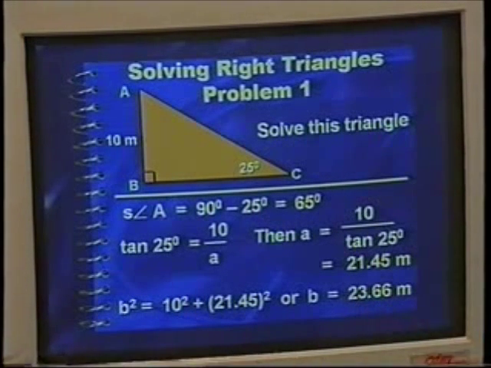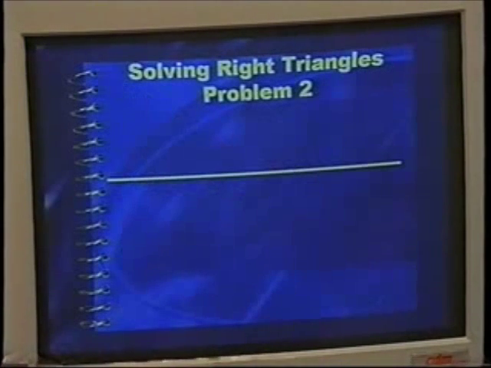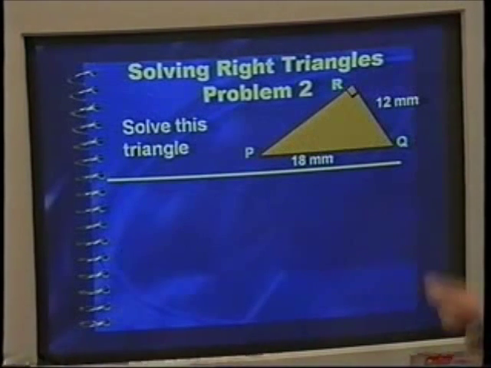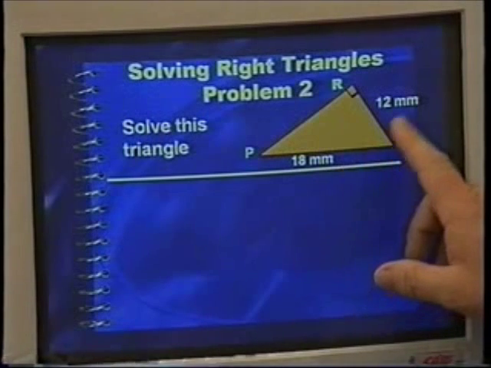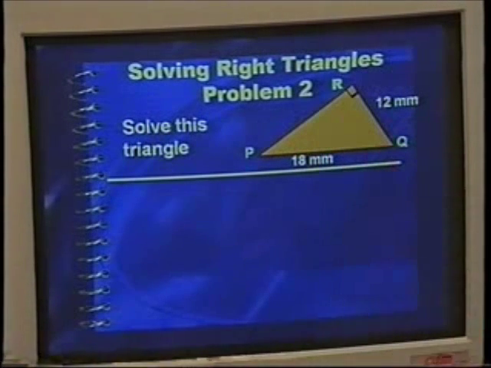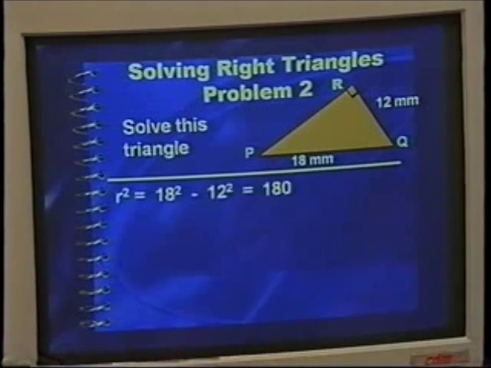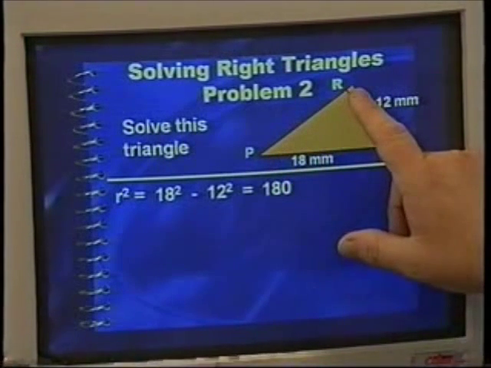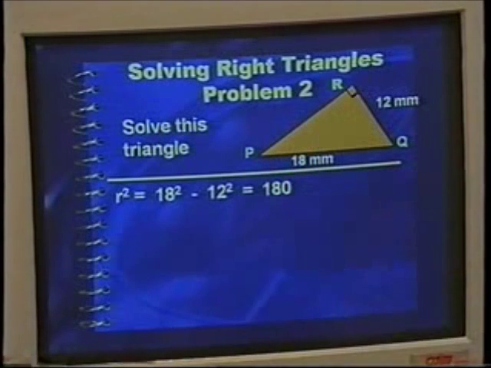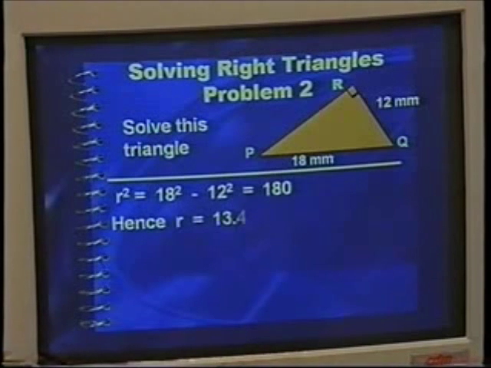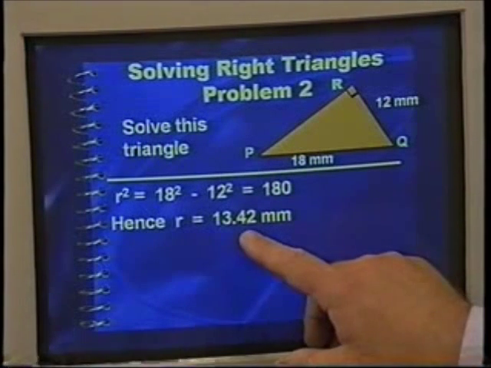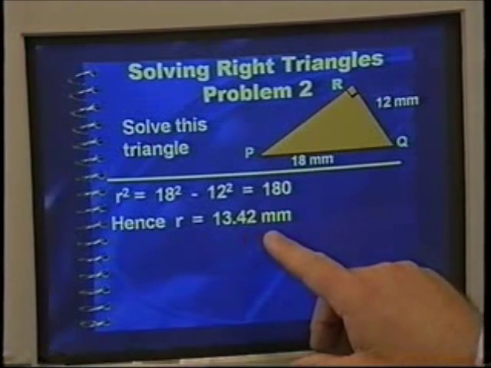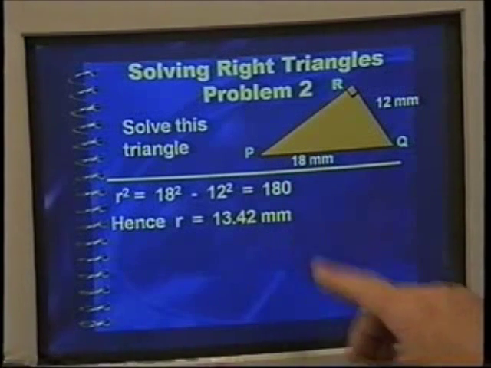23.66 meters. Let's go into the second problem. Here we've got a triangle with two sides given, but we don't know anything about these angles. Again, we use trigonometry. First of all, we want to find the remaining side there by subtraction using Pythagoras. We get I squared equals 18 squared minus 12 squared, which becomes 180. Then I is the square root of that, 13.42, correct units, millimeters.